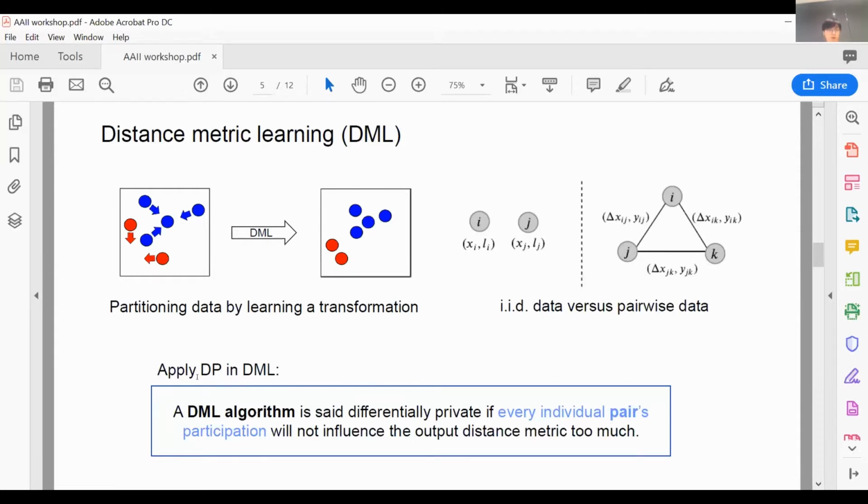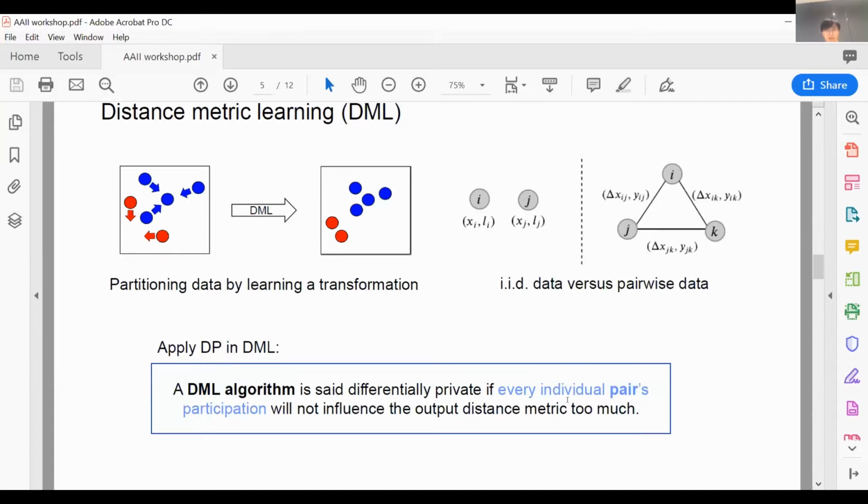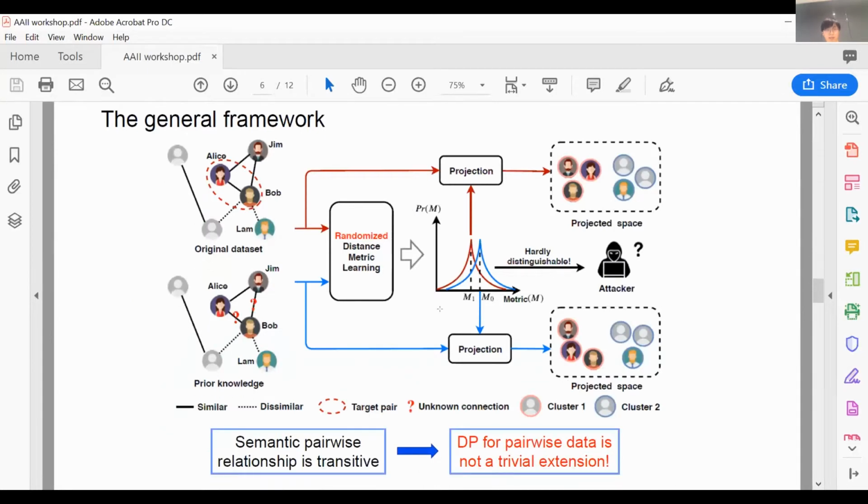So what if we want to apply differential privacy to distance metric learning? It seems we only replace the previous individual member with the individual pair's participation. Actually, it's not that simple. You can see in this example, the original data set is like this, pairwise labeled. Here we call this the prior knowledge of the adversary.